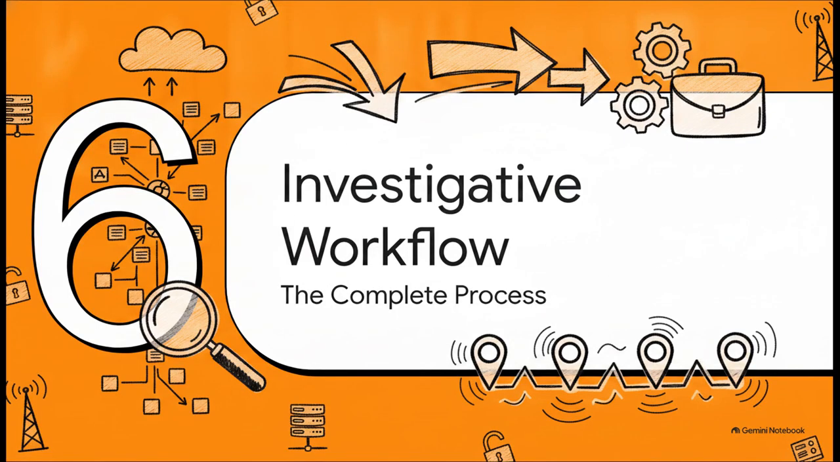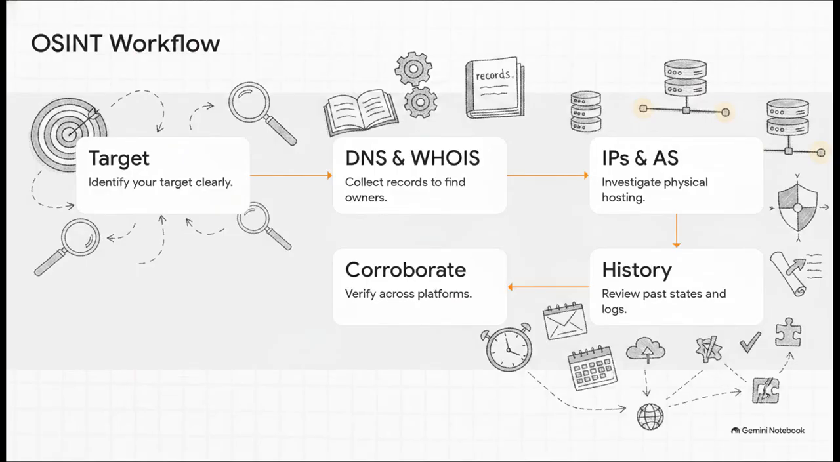And finally, Section 6, the complete investigative workflow. Let's put it all together. So the big takeaway here is that successful OSINT is never just random guessing. It's a highly disciplined methodology. Step 1, identify your target clearly. Step 2, collect those DNS records and analyze historical WHOIS data to find the true owners. Step 3, investigate the IP addresses, look up the autonomous system numbers, and bypass those CDNs to find the physical hosting infrastructure. Step 4, review historical states using the Wayback Machine, passive DNS, and SSL certificate transparency logs. And finally, Step 5, corroborate all of your findings across multiple, completely independent platforms.